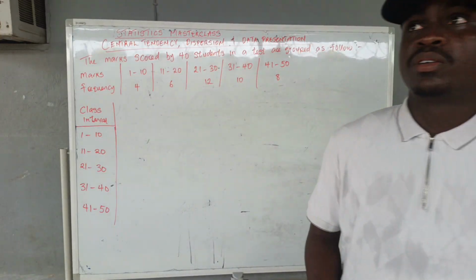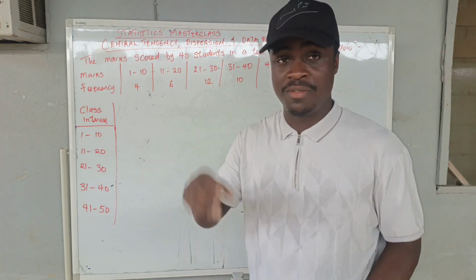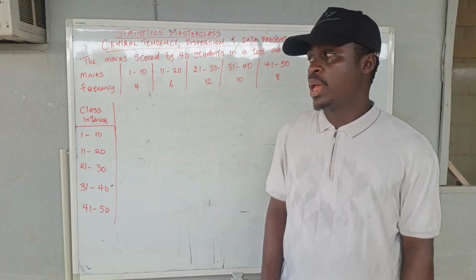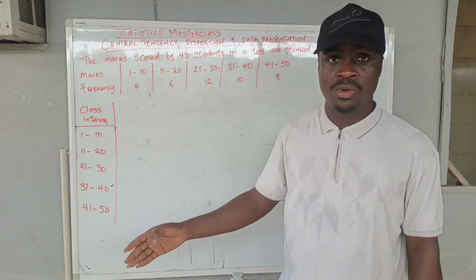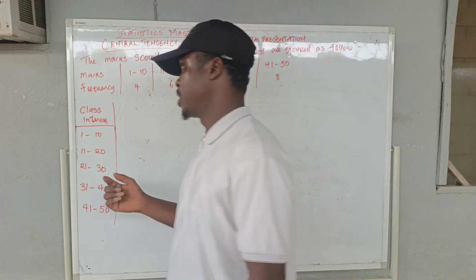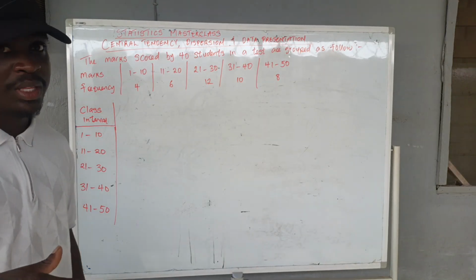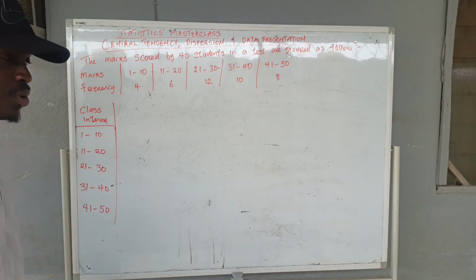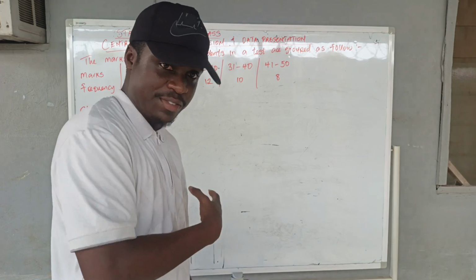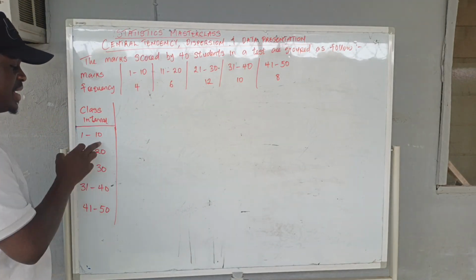But you see, for every class interval, there must always be a class boundary. And how do we get our class boundary? Very easy. When you look at our class interval, we have our lower limit and we have our upper limit. The lower limit is the one on the left side, which is usually the smaller number. So our lower limit here is 1 and our upper limit here is 10.